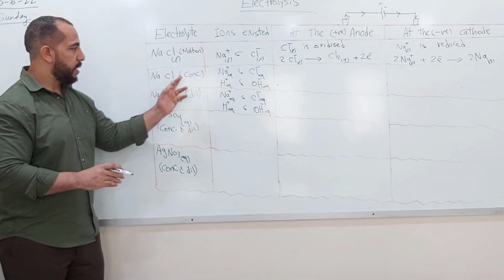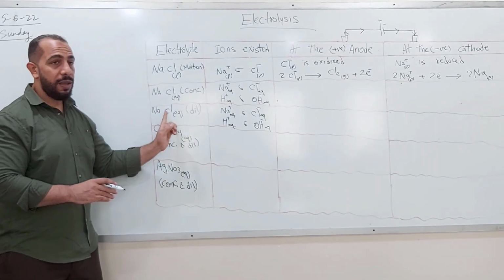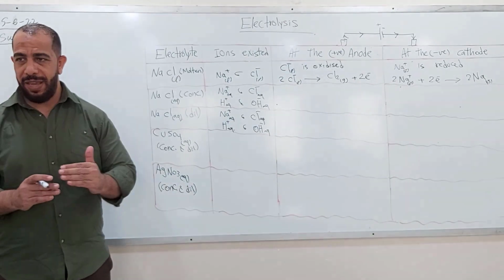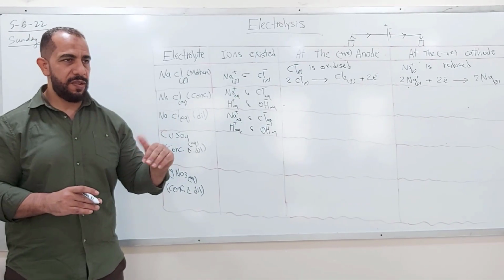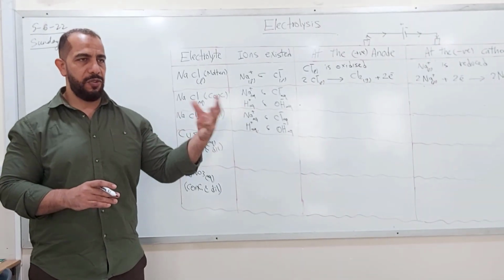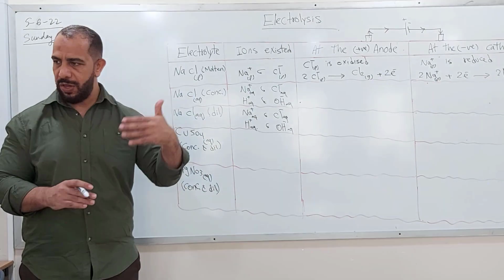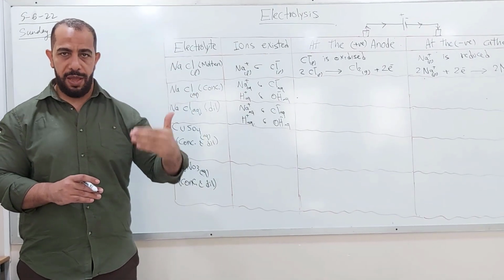Actually, there's a difference between concentrated and diluted because here we have Cl minus. Remember, Cl minus is called a halide. Halide here means, guys, the negative ion of a halogen. Remember, halogens are group 7 in the periodic table, or you can say group 17, starting at the top with fluorine, then chlorine, bromine, iodine.